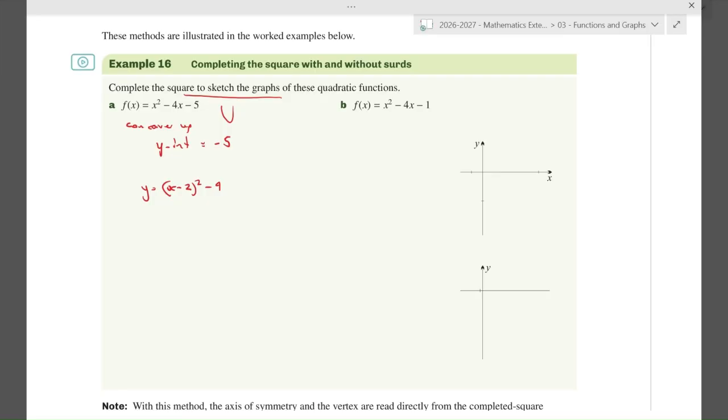So why does this make it easier? Because now I don't have an x squared that I've got to worry about. Because to get the x-intercept, I want to make y equals 0. What will make y equals 0 in this case? Or if y equals 0, what do we get?